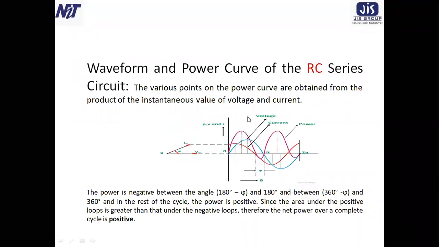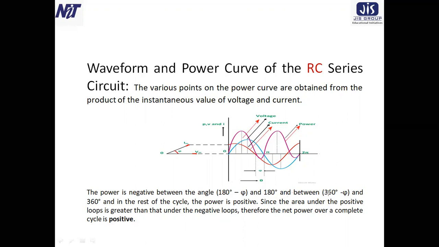Now this is the waveform and power curve of RC circuit. So if you follow very carefully, you can find that this one is the power waveform. The red color is the current waveform and the blue color is the voltage waveform. Three different waveforms are here. The various points on the power curve are obtained from the product of the instantaneous value of the voltage and current, because we know that power is actually the product of voltage and current.